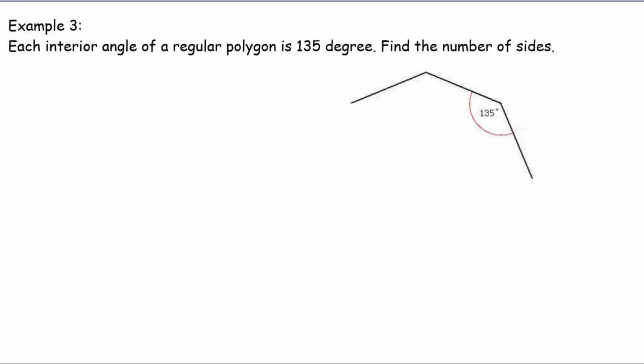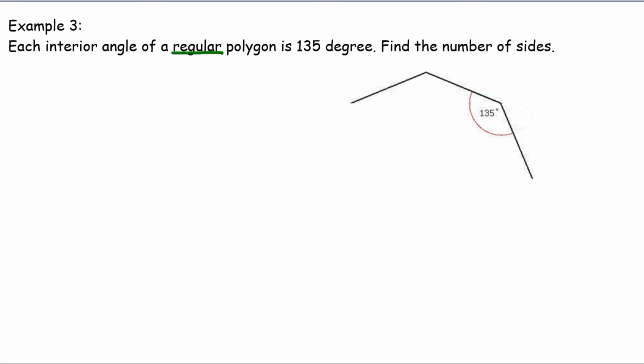Example 3, each interior angle of a regular polygon is 135 degrees. Find the number of sides. So this is a regular polygon, okay? And each interior angle is 135. Now, what will be the exterior angle? Remember, it's a regular polygon. So what will be each exterior angle?